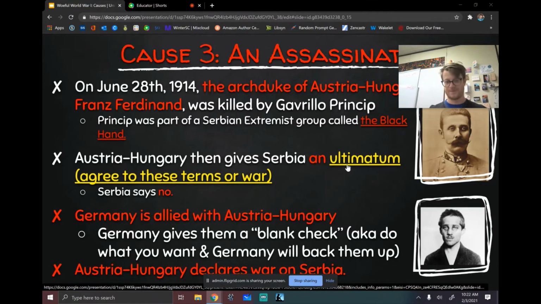So a good idea right now is to write a chain of events. Austria-Hungary's next in line gets killed by a Serb.